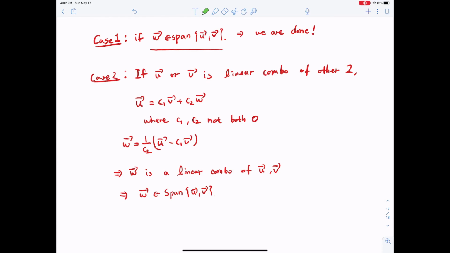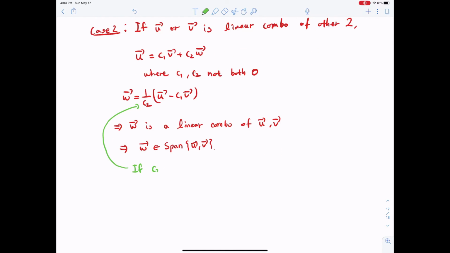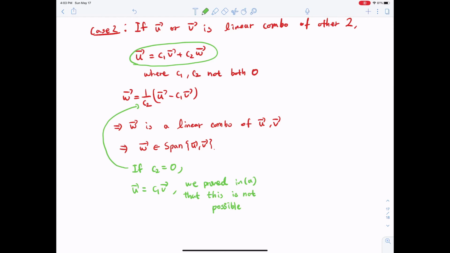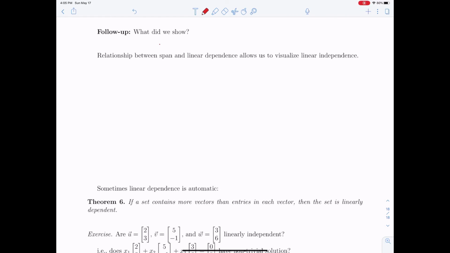You might want to ask a question like, what happens if c2 equals 0? That's actually a good point. If c2 becomes 0, then from here we get u equals c1 times v. But note that we proved in part A that this is not possible because u and v are linearly independent. So we've shown that w being an element of the span of u and v is equivalent to the given set of vectors u, v, and w being linearly dependent.